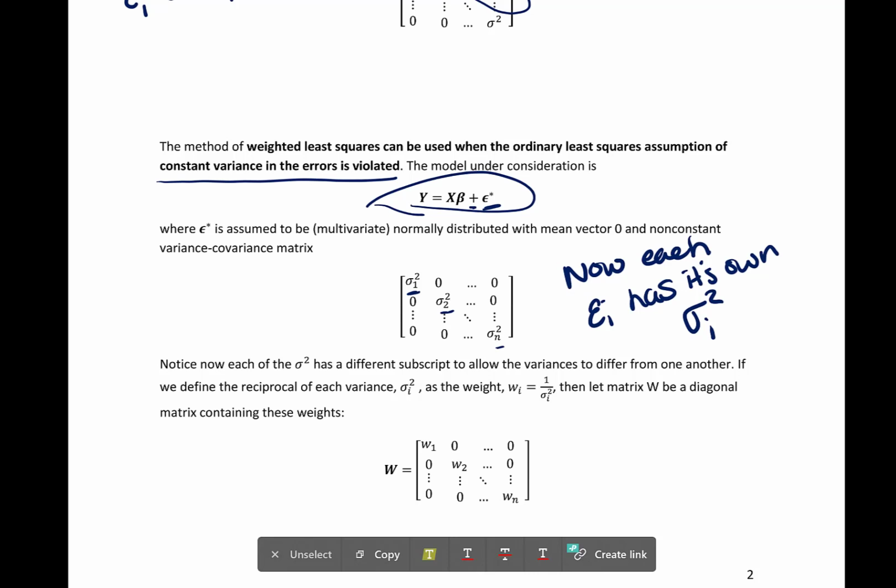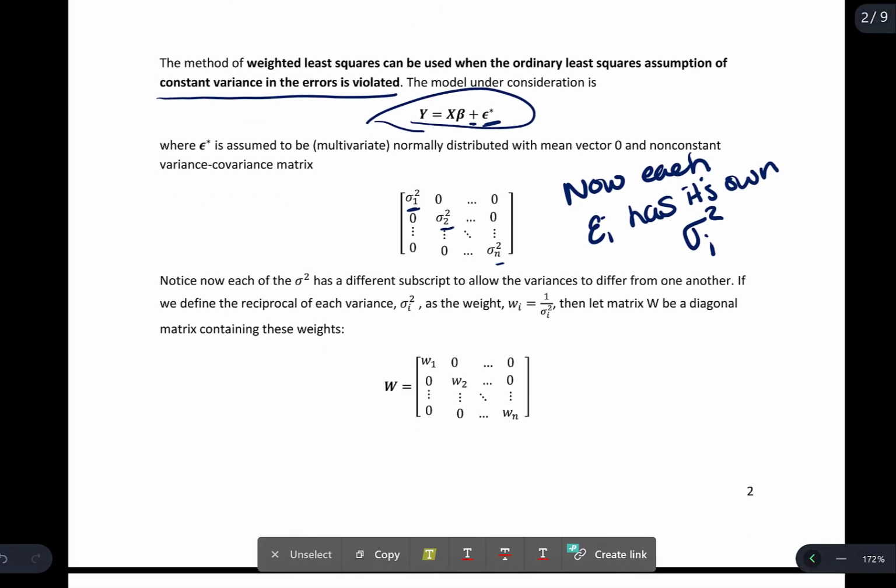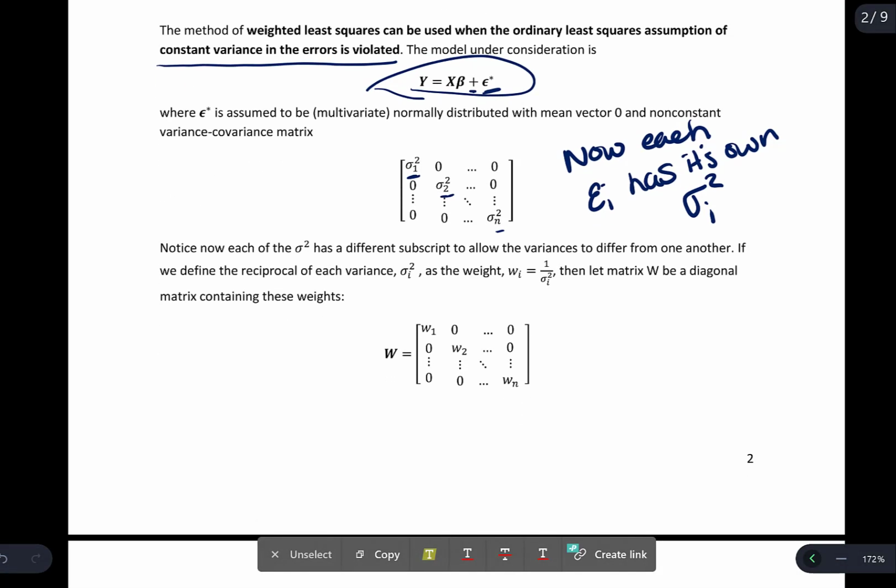Like we could have sigma 1 is equal to sigma 2, and then sigma 3 through sigma n are equal to one another. So this doesn't say they all have to be different. This is just saying they're not all the same. So notice now each of those sigma squareds have a different subscript, and this is going to allow the variances to differ from one another.